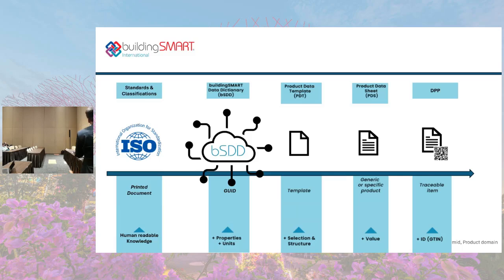We have properties and units, give it GUIDs. Then from all those information, we start to select and put it on an empty template. That's a product data template. Then we start to fill in values. Then we have a digital product data sheet, and we give it an ID. And now we publish it on an open accessible API or other URI. Then it is a DPP.